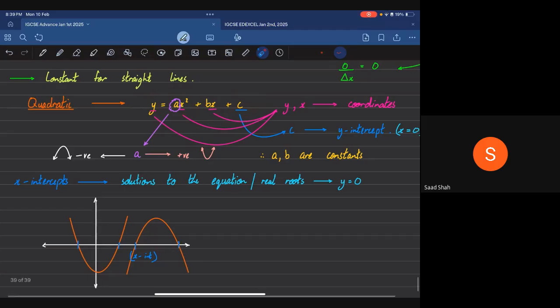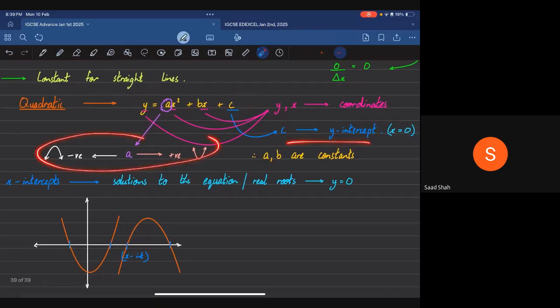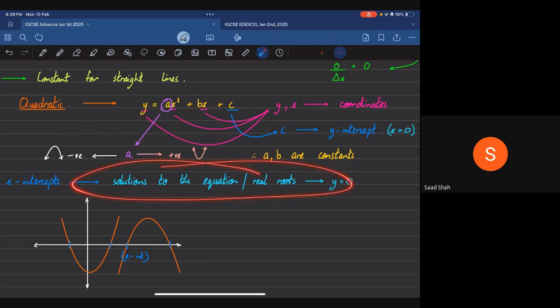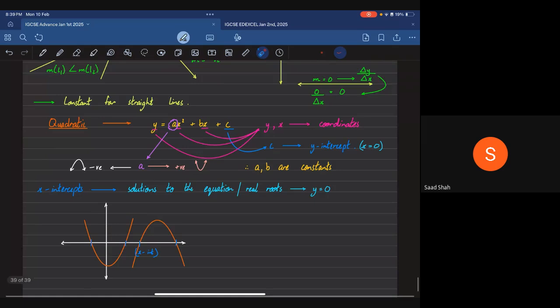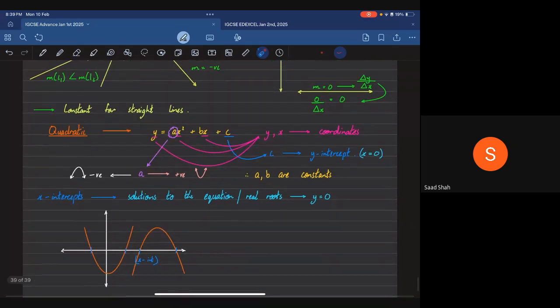So, for example, C is your y-intercept, A is going to determine the shape. Yes, B does not have that specific importance, but it is very important if you're trying to use middle term breaking to solve this equation in order to get the solutions or the x-intercepts. Then obviously you're supposed to use B. But it does not have any specific importance if that's what you were mentioning. All right.